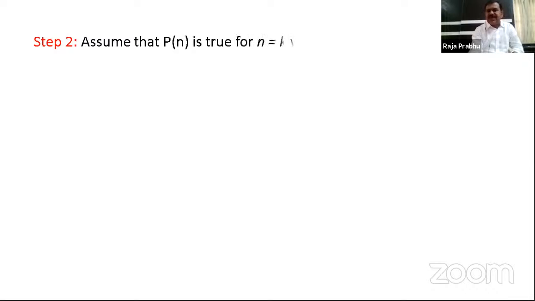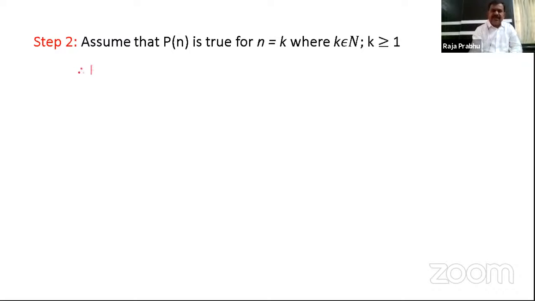What is the second step? That is the induction hypothesis. Nothing but we have to assume that the statement is true for some positive integral value of k, that is nothing but n is equal to k, where k is also a natural number or positive integer which is greater than or equal to 1.